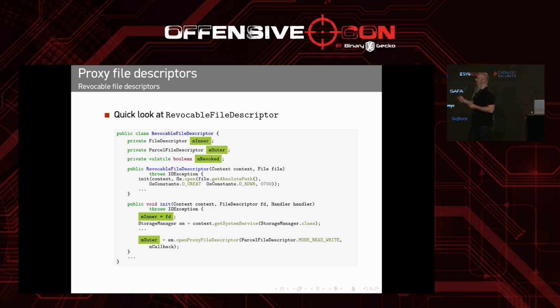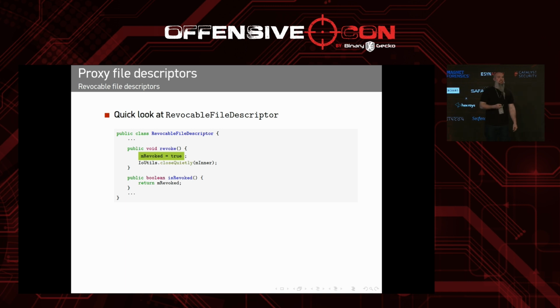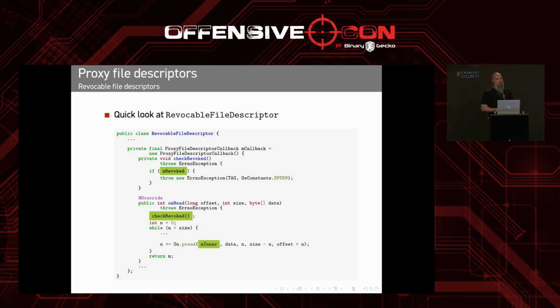The constructor just initializes mInner to whatever file descriptor the system server wants, and mOuter is set to a new proxy file descriptor. System server at any time can call revoke to set the boolean to true. And next, the onRead implementation of the proxy file descriptor checks revoked, and then proceeds by reading from the actual sensitive file descriptor. Any data that is read is forwarded back to the client. Now, at any time, system server can set the revoked flag to true, and then any attempt to read from the underlying file descriptor will result in an exception.